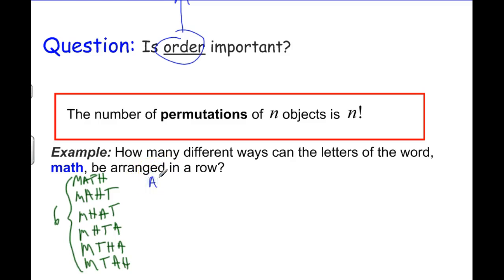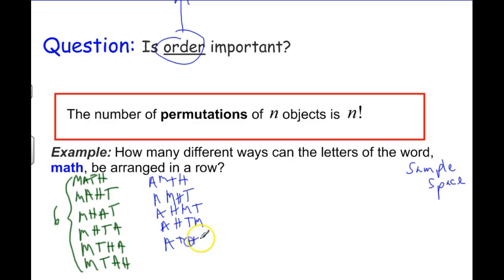Let me start with the letter A here. So A, M, T, H, A, M, H, T. Try to be systematic when you list this out. This is called the sample space. When you list out every possibility in probability, it is called the sample space. A, let's see, let's do H, M, T, A, H, T, M. I've done the AMs and the AHs, AT, HM, and ATMH. So I also happen to get 6 that start with A.